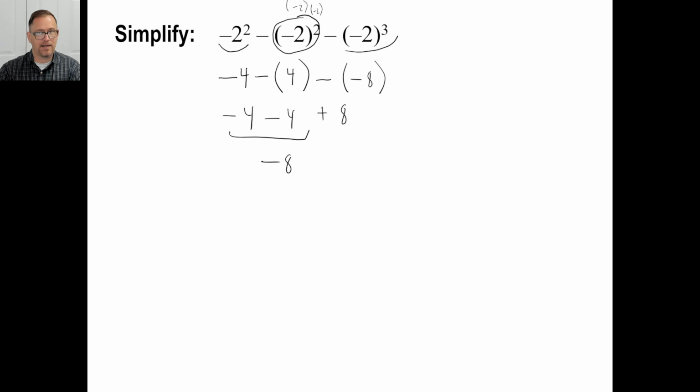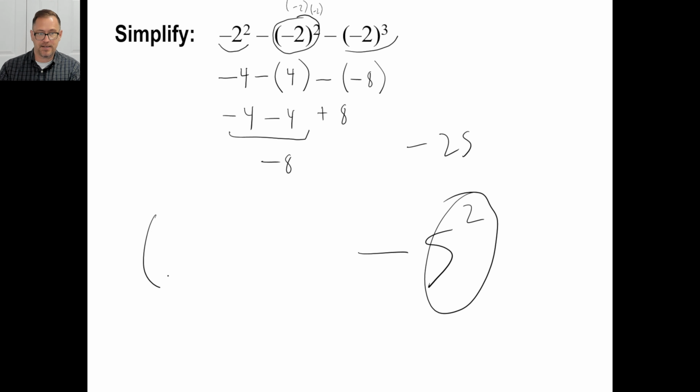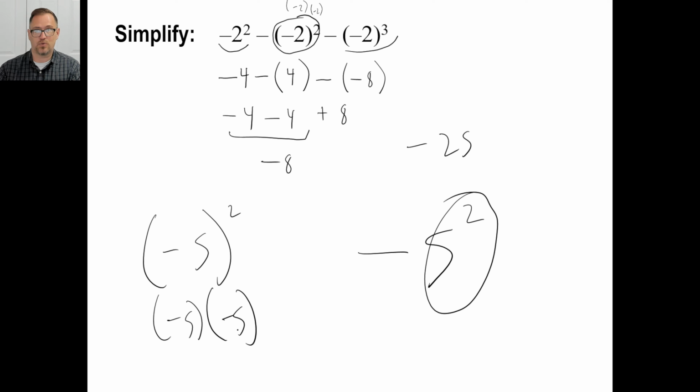Okay. All right. Be really careful with those. Get this down in your head. The way you read this is you're going to go, okay, that's 25. Then I'm going to apply, the answer is negative 25. If it's this, you go, oh, that means negative 5 times negative 5. That's positive 25. That's the difference.